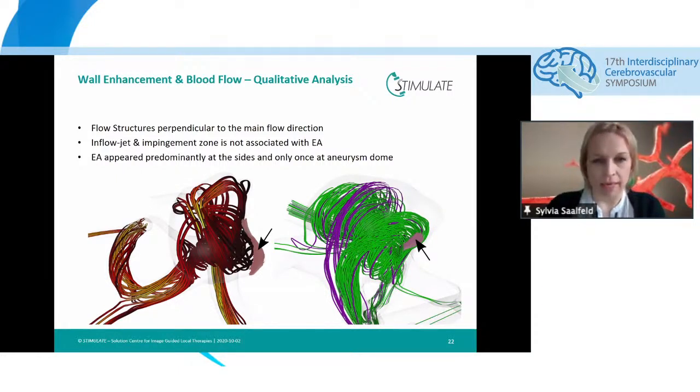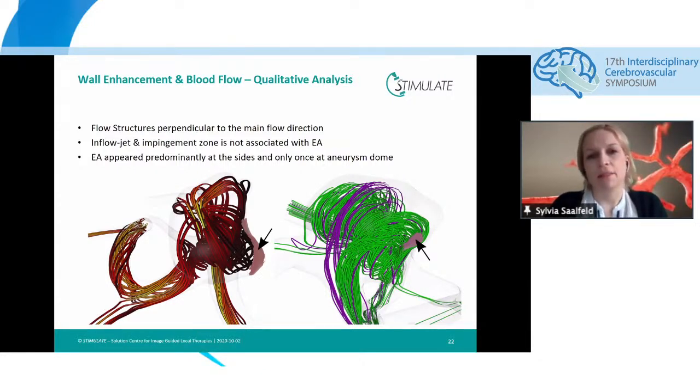and we want to analyze how the blood flow behaves in the vicinity of the wall enhancement patches. Therefore, we created another tool where you can just define patches on the aneurysm surface. These are illustrated here in these pinkish colors, and the arrows are pointing at it. And then we just visualized the blood flow which is near these patches.